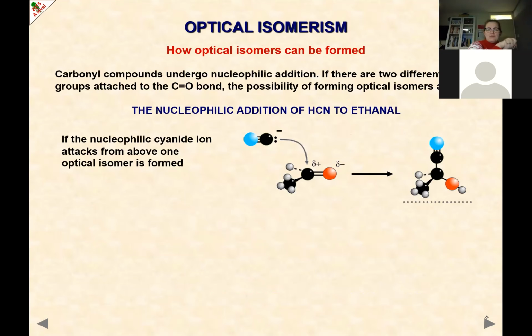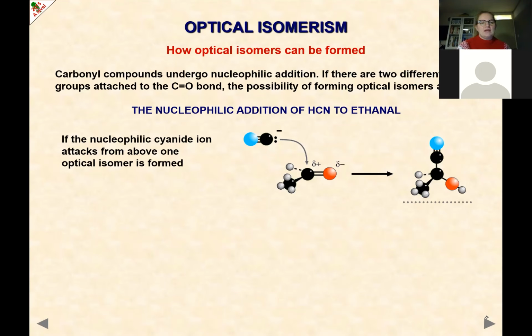We also spoke about how we can form them. It often happens with carbonyl compounds, where nucleophilic addition happens. If there are two different groups attached to our carbon-oxygen double bond, the possibility of forming optical isomers arises. So we have the nucleophilic addition, in this example, of HCN to ethanal.